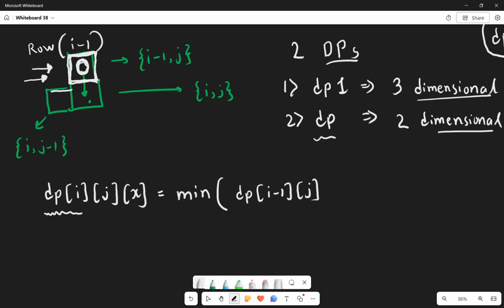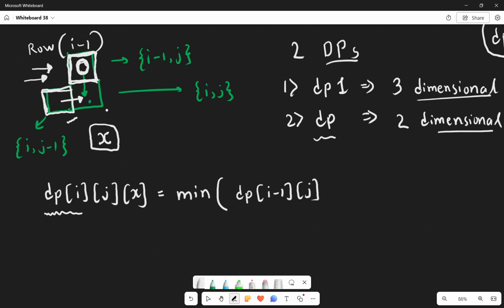And here, listen carefully. When you are coming from i comma j minus 1, your answer depends on the rotations as well. So your answer depends on the number of rotations as well.